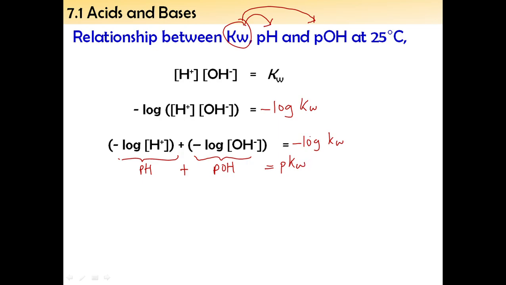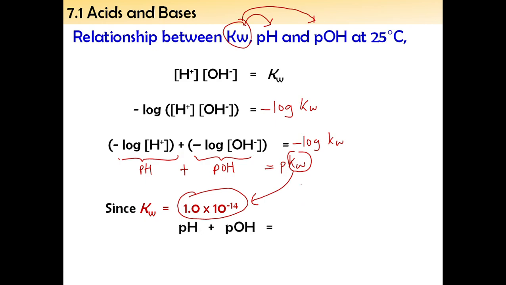Jadinya sekarang, kita tahu KW adalah this, yang kita figure out daripada slide yang sebelum ni tadi. Jadi, bila saya ada nilai KW, saya nak substitute into this expression with this value. Jadinya pH tambah pOH sama dengan negative log KW, kan? Tapi kita tahu KW adalah 1 darab 10 negative 14.